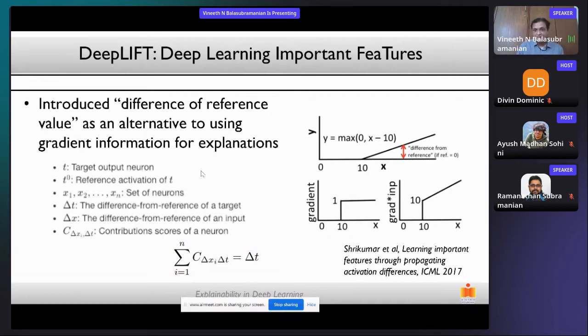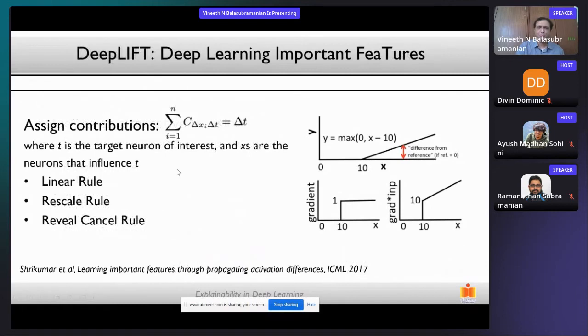And that would tell us how important blood pressure is for that patient in predicting the risk. So there is a reference value, rather than making a small change in the input that is used while computing the gradient. This is the main intuition for the DeepLIFT method that's proposed. So based on this approach, they use a few different rules called linear rule, rescale rule, reveal cancel rule, and so on and so forth, to compute the contributions of each node in a neural network towards the output. But all of these have the same premise that you should not be using gradients, but you should be using a reference value while making these computations of contributions of an input towards an output.